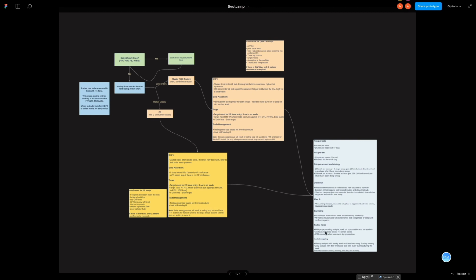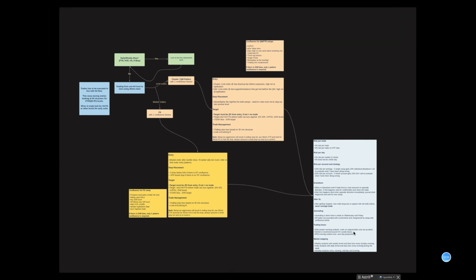Trading hours: 8 a.m., proper morning analysis, mark out opportunities and set up alerts. The market is monitored around H4 closes, and at 9 p.m. in the evening, scan the market for the next day. You need to adjust that. If you are trading crypto, you should be doing this around the daily close, for example, but this is a general approach. The mornings and the evenings are crucial, and the next video will be about this preparation, but this is where the most work is done.